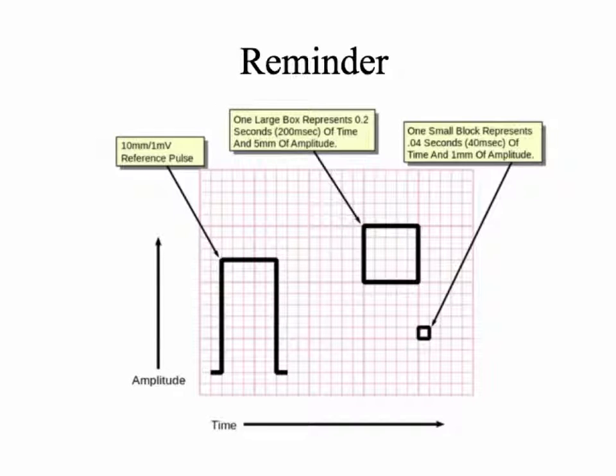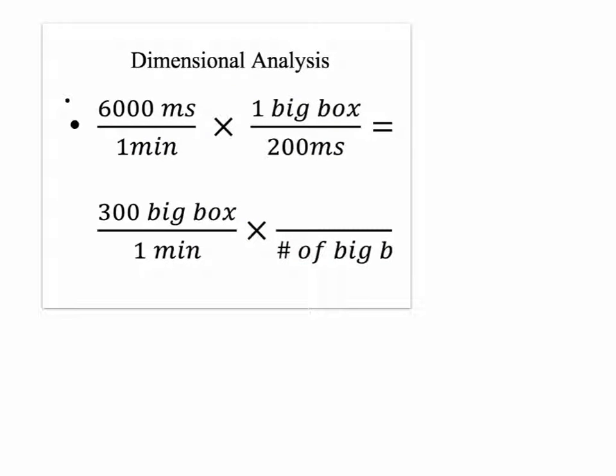So as you remember, each big box has 5 small boxes in it. The big box is 200 milliseconds or 0.2 seconds. The small box is 40 milliseconds, and it's approximately 1 millimeter wide. So if I do dimensional analysis, I remember that there's 1,000 milliseconds in a second and that there are 60 seconds in a minute.